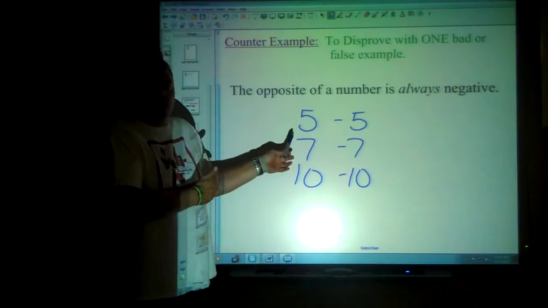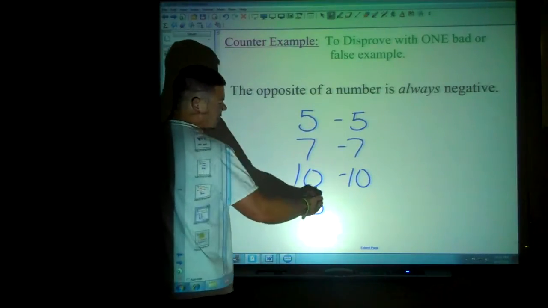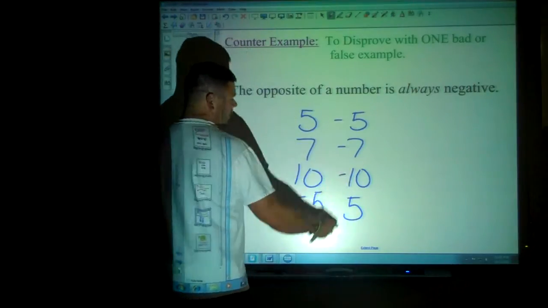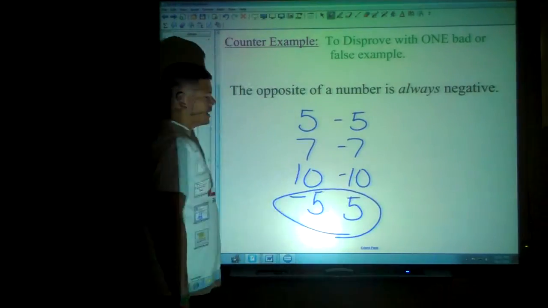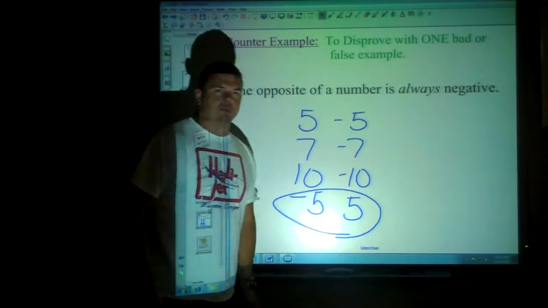Well, what if the original number was negative? If the original number was -5, what's the opposite of that? Positive. So there you go. I just found a counterexample that makes this statement false. Not all statements will be true.